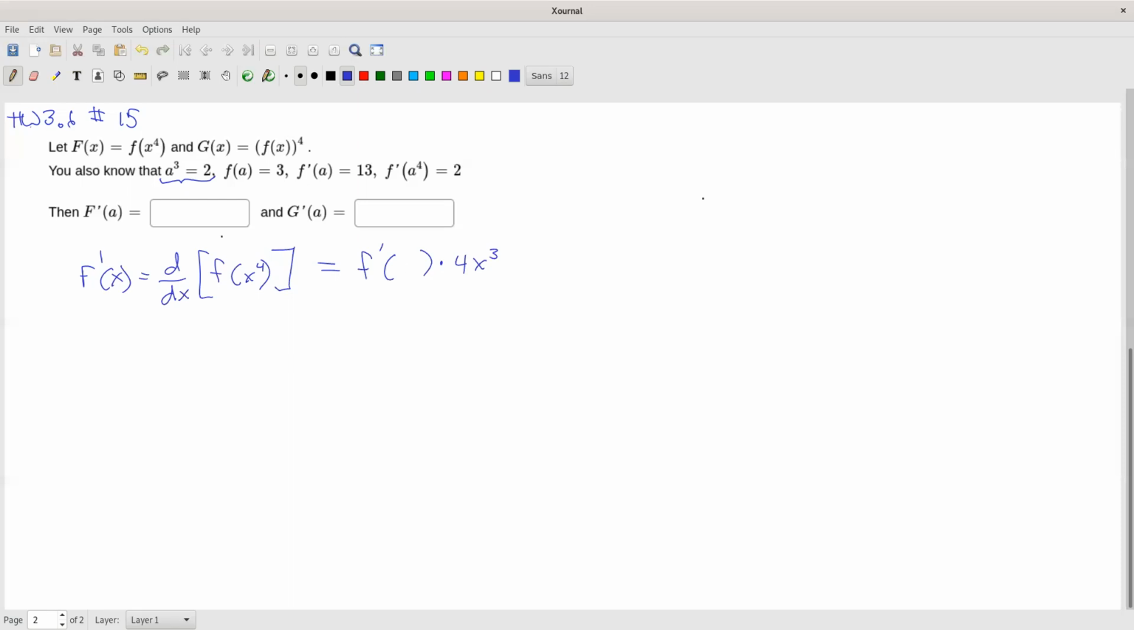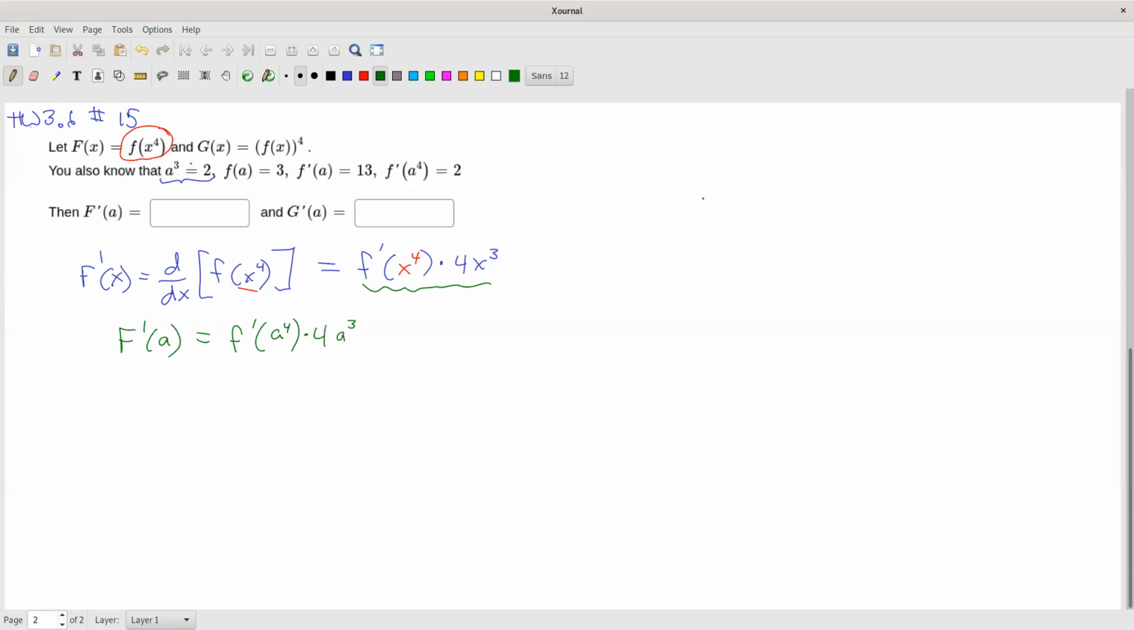And the outer function, when you take its derivative, you leave that inner part alone. So there's an x to the fourth there. So that's what the chain rule says the derivative of this composition right here ought to be. And then we want to evaluate that at a. So then just rewriting all of that with an a, I get little f prime of a to the fourth power times 4a cubed.